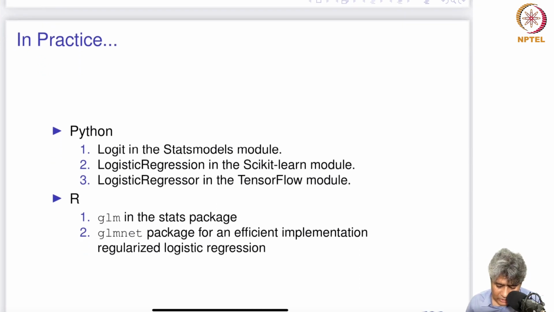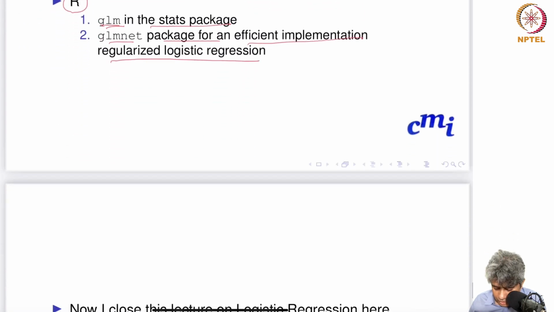So in practice, there is logit in statsmodels, there is LogisticRegression in the scikit-learn module, and logistic regression in the TensorFlow module. In R, you have glm in the stats package, and the glmnet package, an efficient implementation of regularized logistic regression to handle multicollinearity, is already available, so you don't have to worry about that.